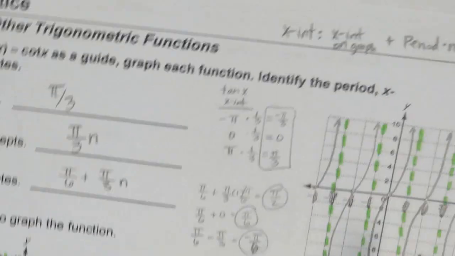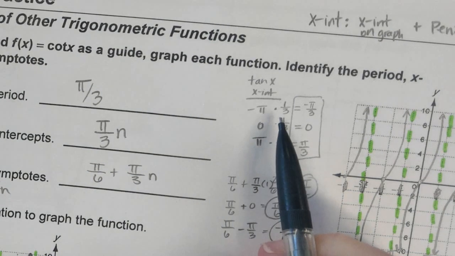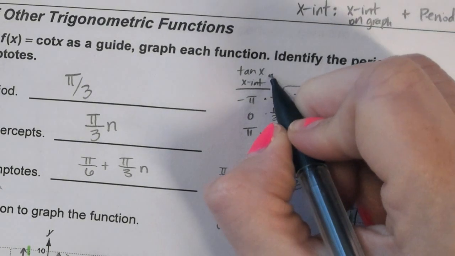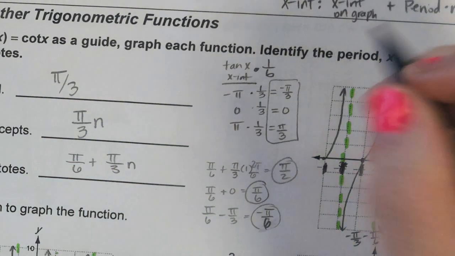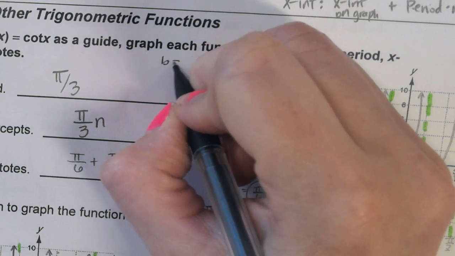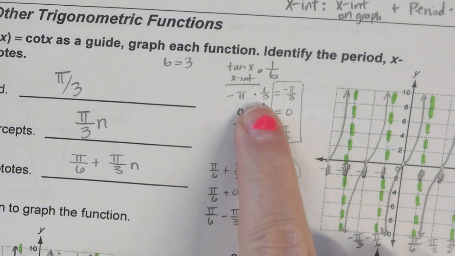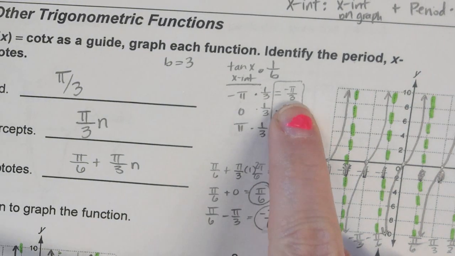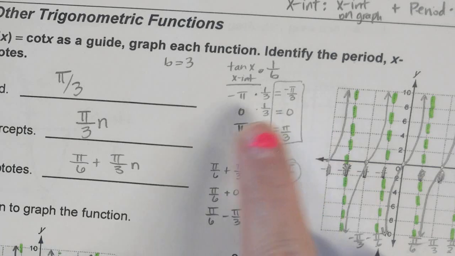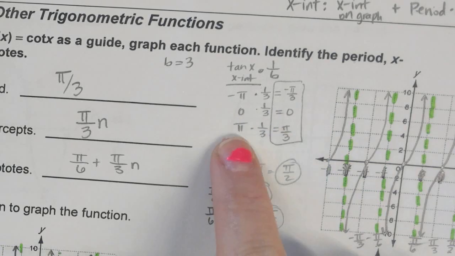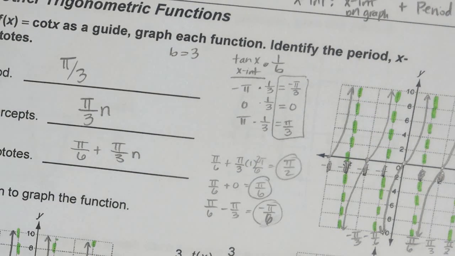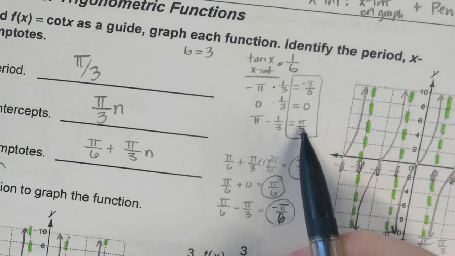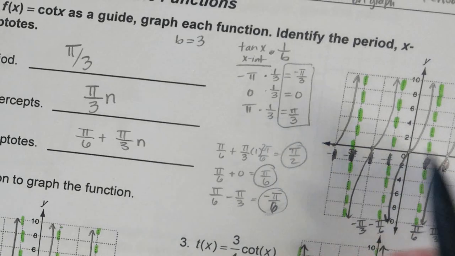All you have to do is multiply those by the reciprocal of b. So 1 over b. So in this case, your b value is 3. So the reciprocal is 1/3. So negative pi times 1/3, negative pi over 3. 0 times anything is 0, and this will be pi over 3. So then you can go ahead and put those on your graph once you scale it.